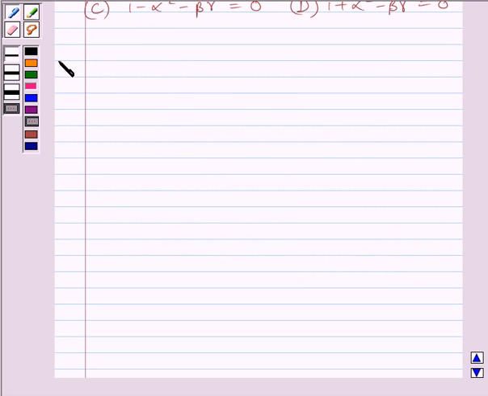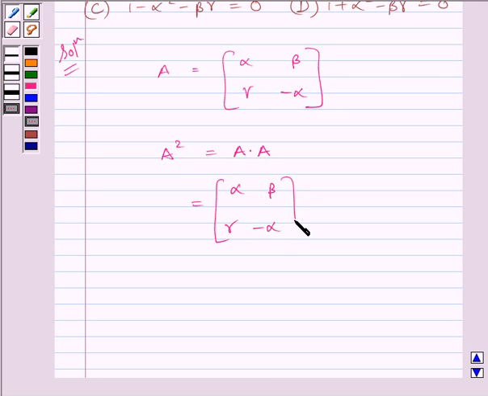Let us now start with the solution. We know A is equal to matrix alpha beta gamma minus alpha, and we know A square is equal to A multiplied by A. So we can write alpha beta gamma minus alpha multiplied by alpha beta gamma minus alpha. Both matrices are square matrices of the same order, so their multiplication is defined.